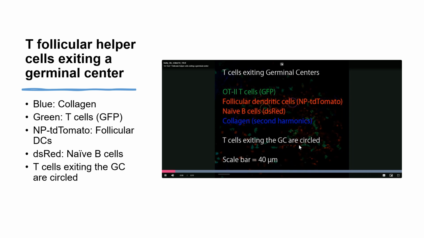So the green cells are your T cells in this particular case, and the red cells, there's actually two different shades of red, which visually I cannot tell the difference on this particular video. I'm just going to have to trust that they're different, but there's two different types of cells in red. One is going to be the follicular dendritic cells, and the other is going to be the naive B cells. Both of those are going to be in shades of red. And so these green cells you want to pay attention to are the T cells that are going to exit the germinal center.